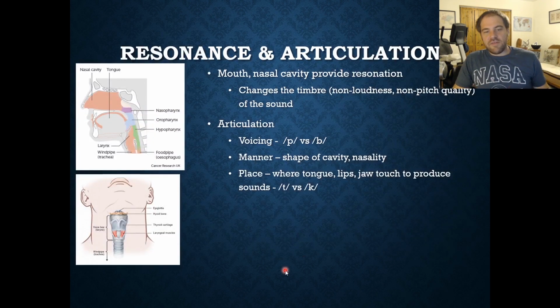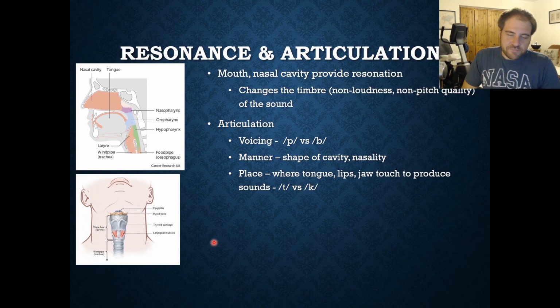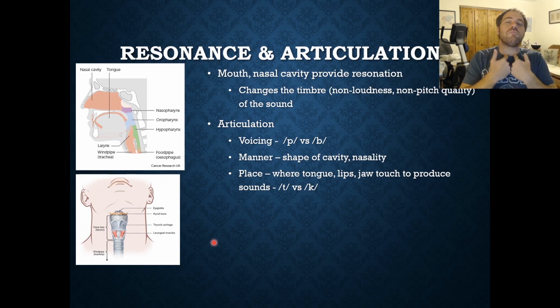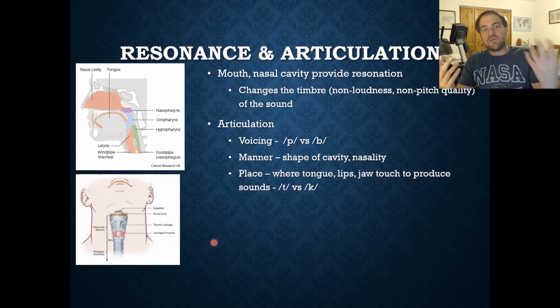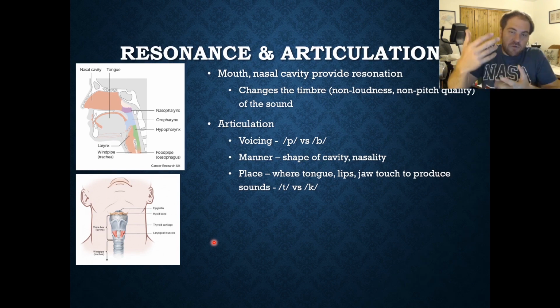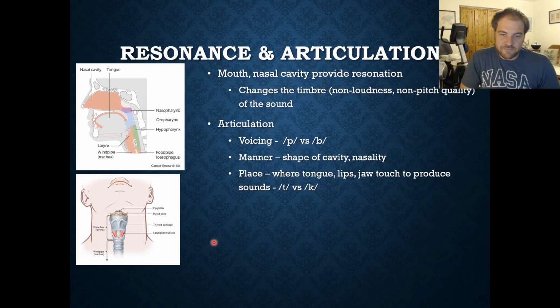All right. And then we've got, like we talked about, resonance and articulation. This is all done above the larynx, above where the vocal folds are. So your pharyngeal cavity, which you can think of as your throat, and then also your mouth and your nasal passages. Those change the timbre of the sound. So pitch is changed by the larynx. Loudness is changed by how much air is coming out of the lungs. The timbre is changed by changing the shape of the mouth and the nasal cavity and the pharynx.